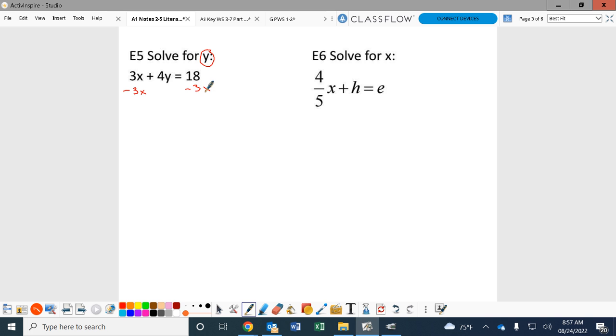That's going to make it 4y is equal to, now guys, when you have a variable and a non-variable, the variable term goes first. So we're going to write the negative 3x in front and the 18 in back. What sign goes in front of the 18 because it's positive? Plus.